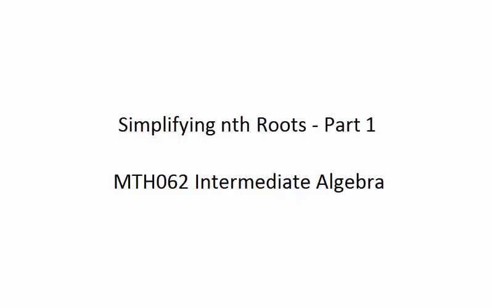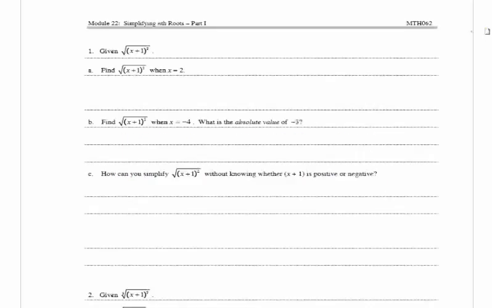In this video, we're going to simplify nth roots. In 1, it says given the square root of (x plus 1) squared, part A says find the square root of (x plus 1) squared when x is equal to 2. So we want to plug 2 in for x.